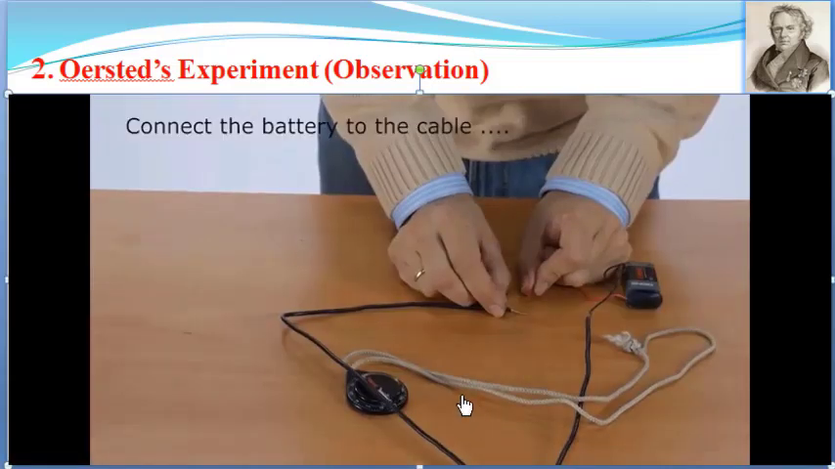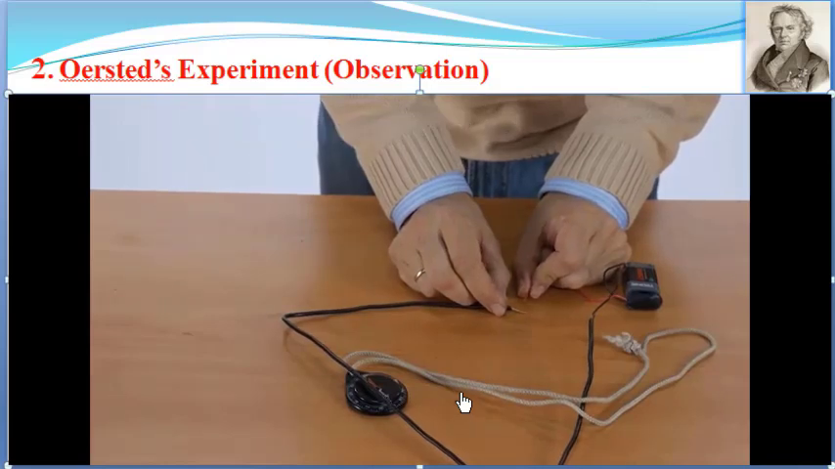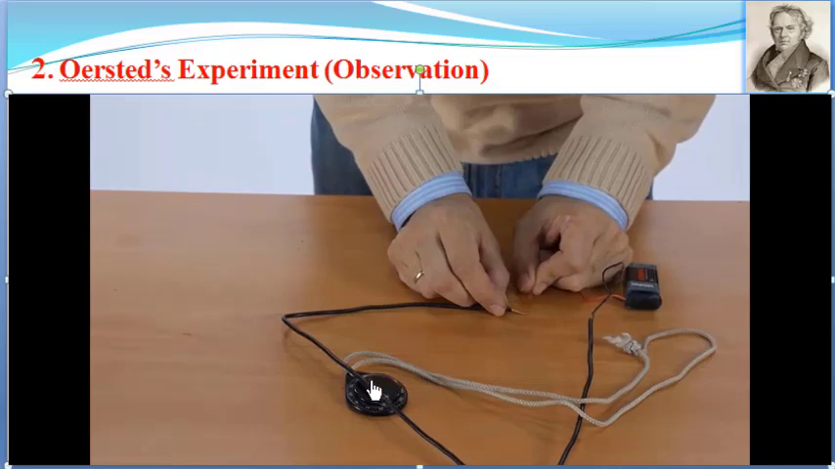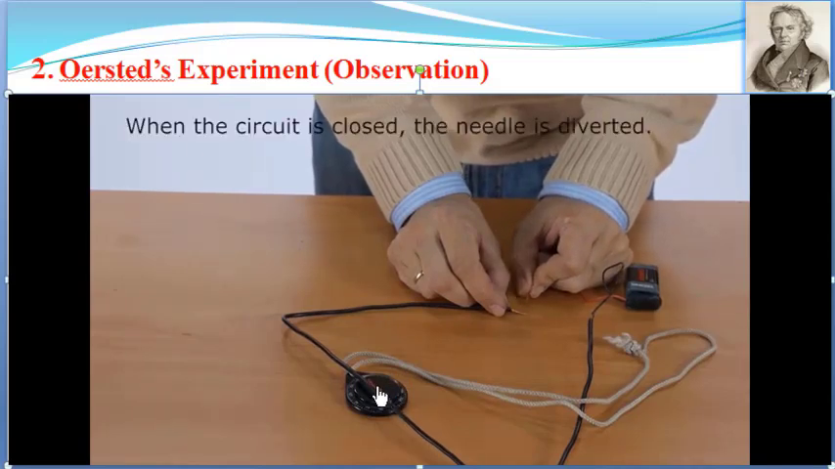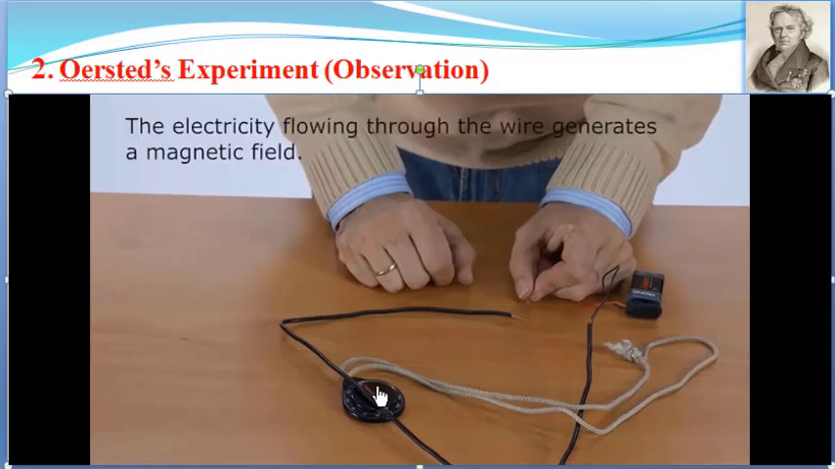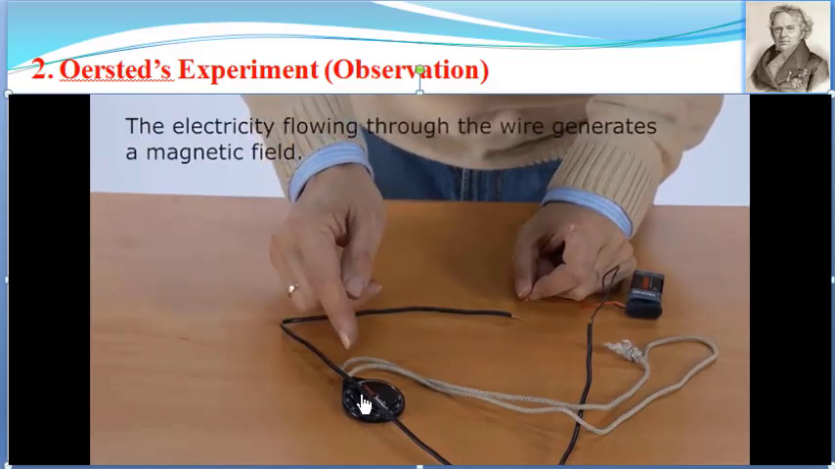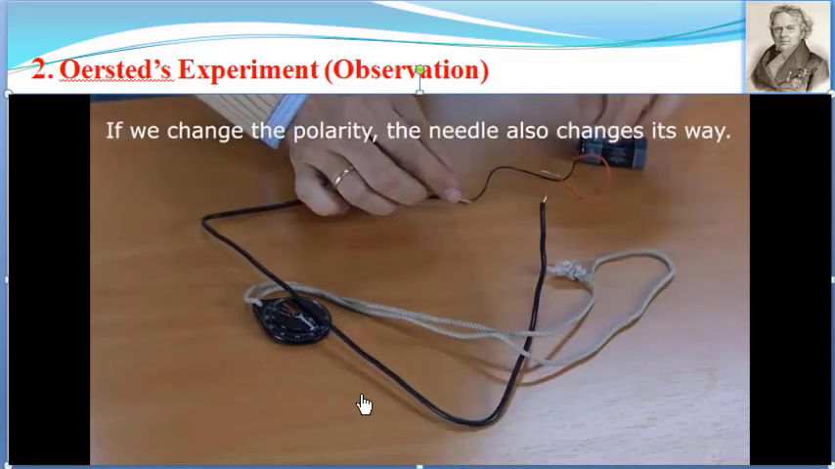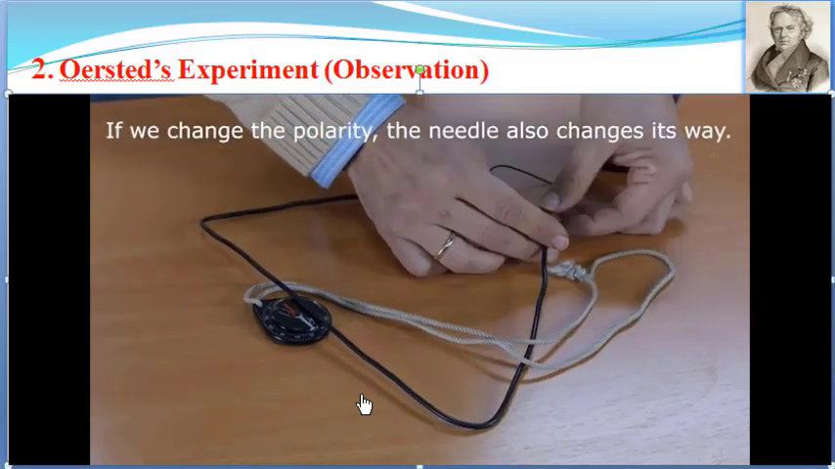Now, connect the battery to the cable. When the circuit is closed, the needle is diverted, as you see in this video. Then the electricity flowing through the wire generates a magnetic field. Note that if we change the polarity, the needle also changes its way of deviation.